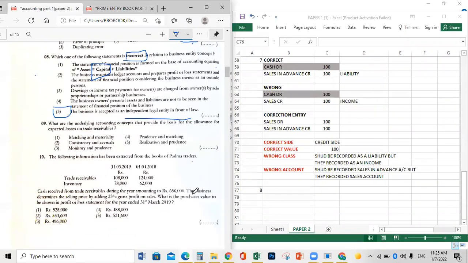Last one for the day. Ninth one. Tell me the answer. The last question for the day. Tell me the answer. What did you get? Allowance for expected loss. What is the concept behind allowance for expected loss?